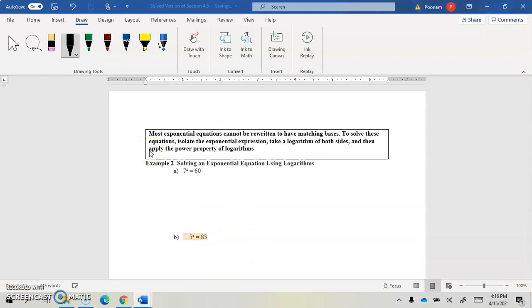Now, most exponential equations cannot be written with matching bases. In the previous examples we did, all of those equations were able to be written with the same base. But no, it's not always possible, right?